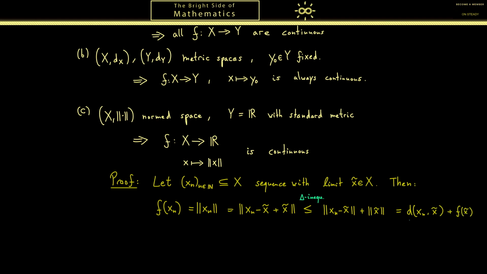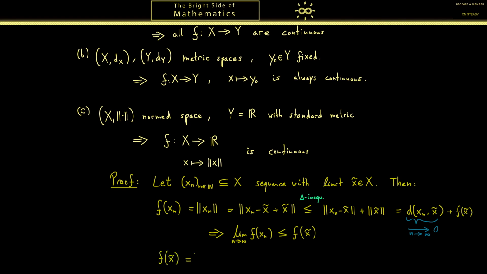By assumption, we now know that the distance between xn and x tilde goes to 0 when n goes to infinity. Hence, doing the limit on both sides, we get that the limit of f of xn is less or equal than f of x tilde. Okay, so you see that's already half of the work we have to do. So now let's go from the other side and show the other inequality.